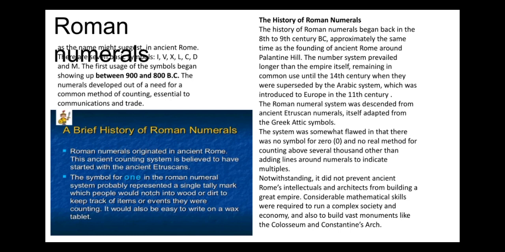The Roman numeral system was descended from the ancient Etruscan numerals, itself adapted from the Greek Attic symbols. The system was somewhat fluid in that there was no symbol for zero, and no real method for counting above several thousands other than adding lines around the numerals to indicate multiples. Notwithstanding, it did not prevent ancient Rome's intellectuals and architects from building a great empire. Considerable mathematical skills were required to run a complex society and economy, and also to build vast monuments like the Colosseum and Constantine's Arch.